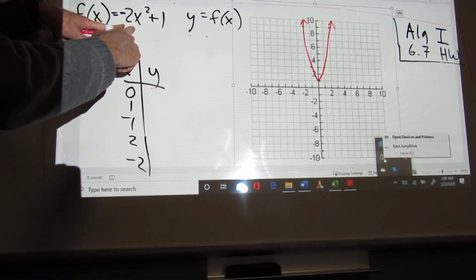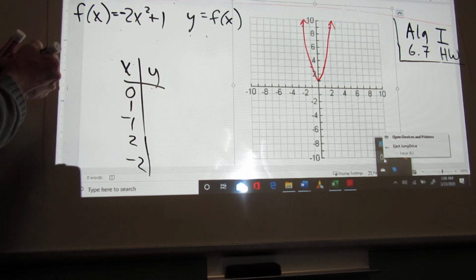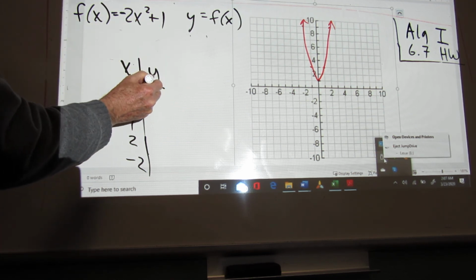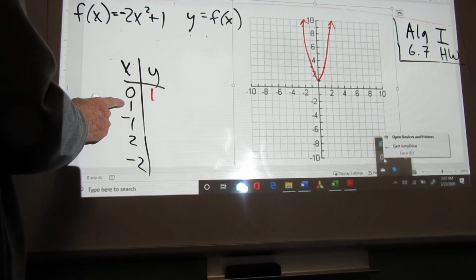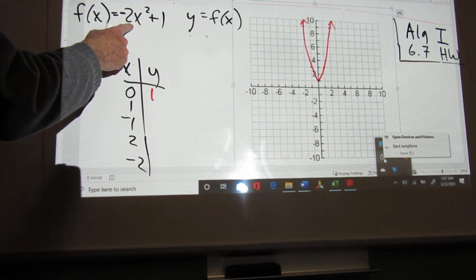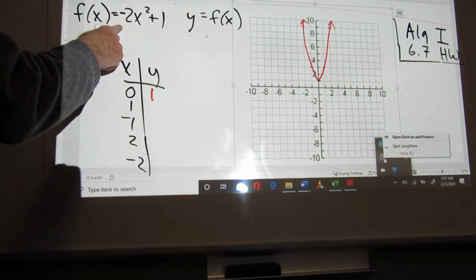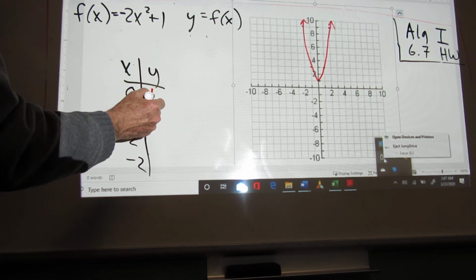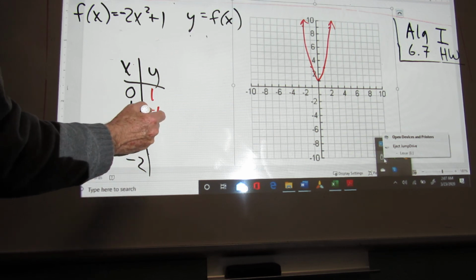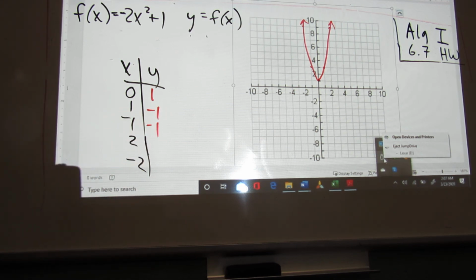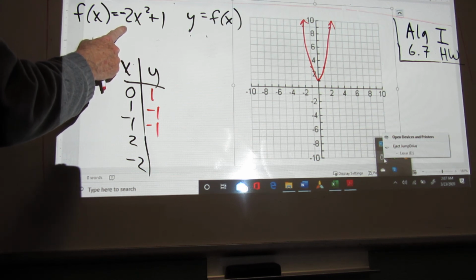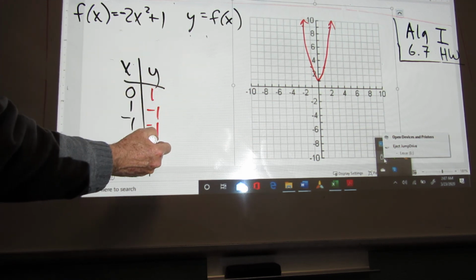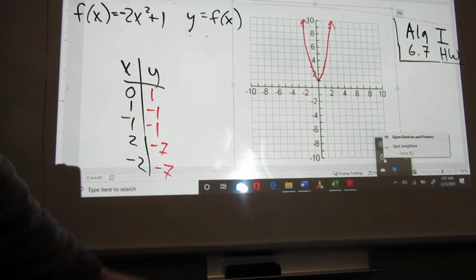So if I put 0 in here, I'm going to get 1 again. All right, so there we go. That's where it's going to change from there, however. If I put 1 in, 1 squared is 1. 1 times negative 2 is negative 2. Negative 2 plus 1 is negative 1. It's going to be the same thing here. When I put 2 in, 2 squared is 4. 4 times negative 2, negative 8. Negative 8 plus 1 is negative 7. It's going to be the same thing here.